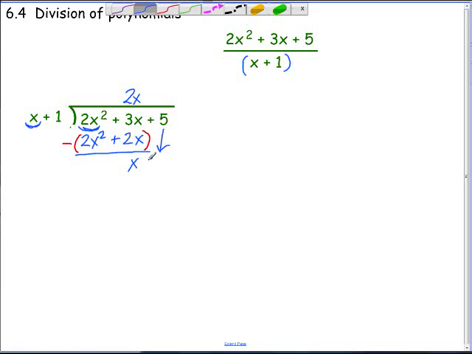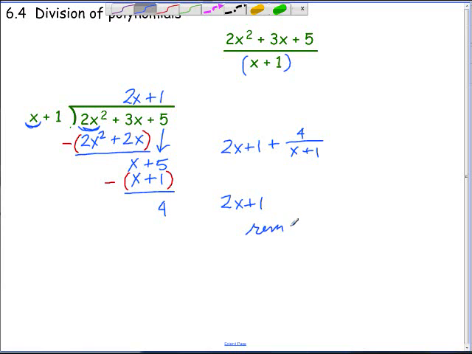Now we bring down our next term. What are we going to multiply x by in order to get x? We use the multiplicative identity of 1. When you multiply anything by 1, it stays the same. x plus 1. And now we subtract that. We get an answer of 4. So we have 2x plus 1 plus 4 over x plus 1. I suppose another way you could say it is you have 2x plus 1 with a remainder of 4.